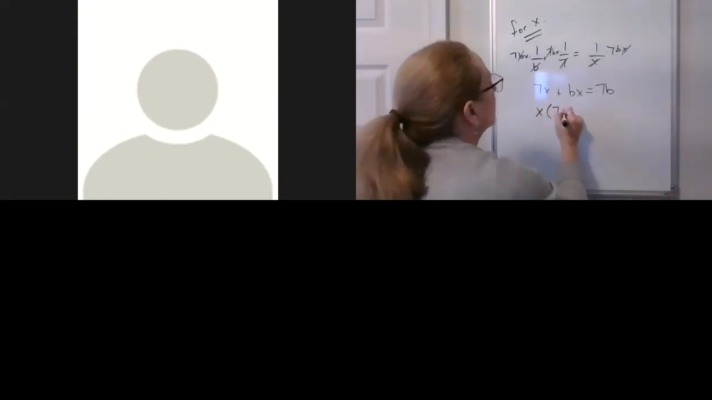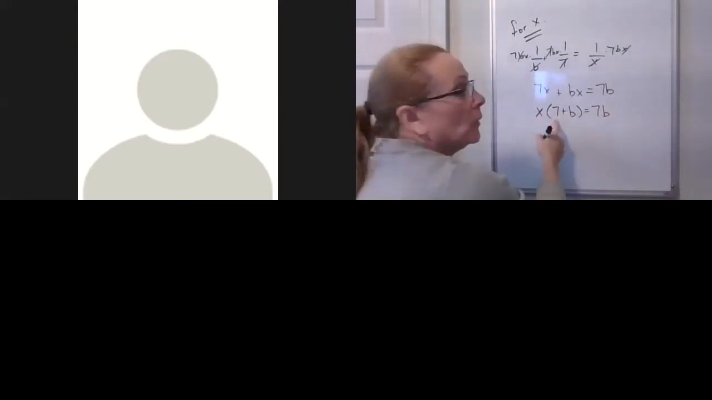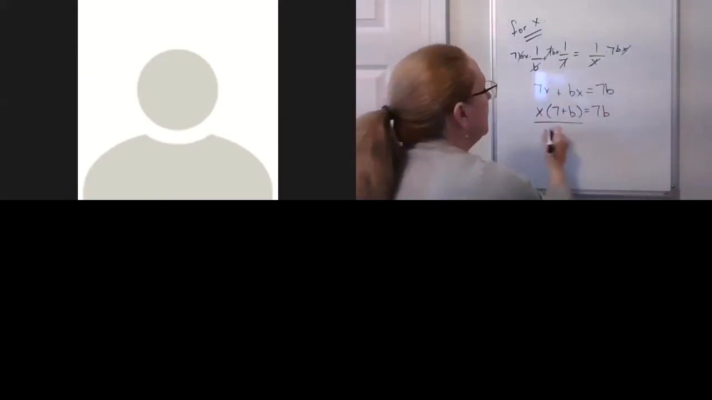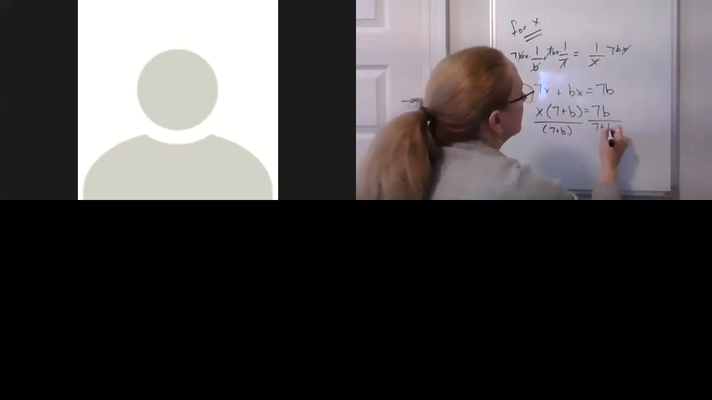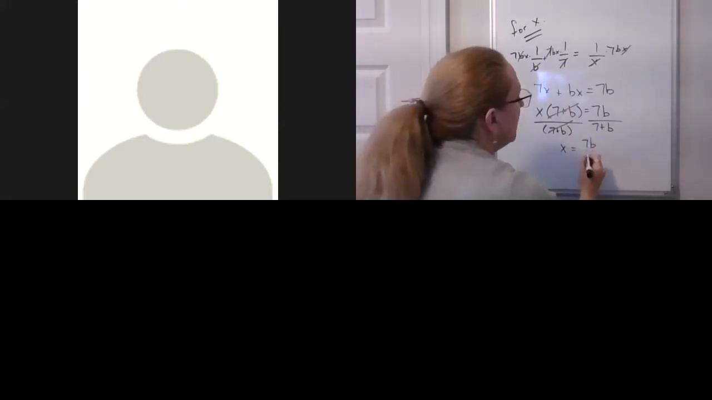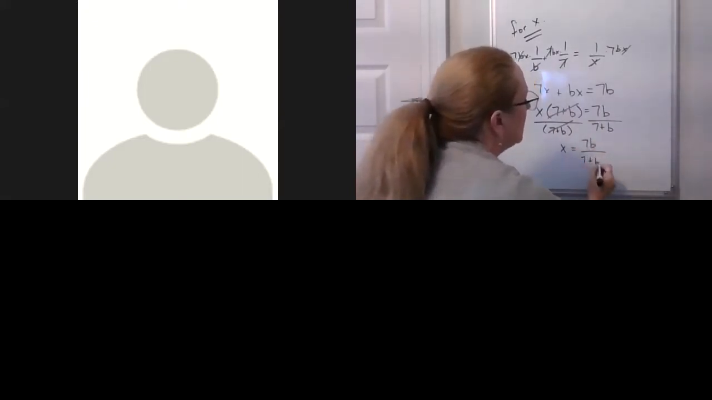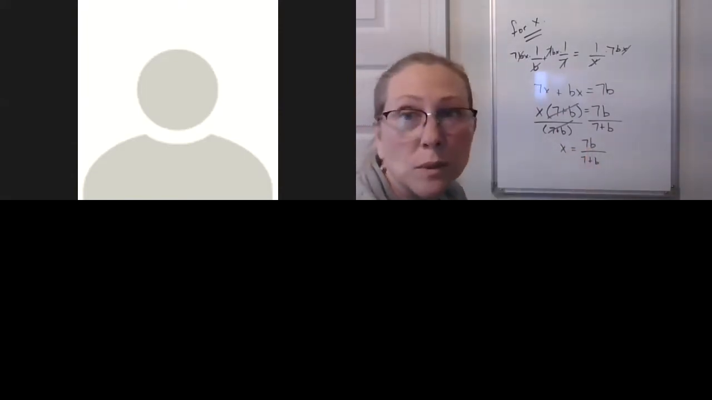So what do we do? Factor out the x. And then we can get rid of this factor, 7 plus b, by dividing by it. And then x is equal to 7 times b over 7 plus b. And notice we can't cancel anything here because one's multiplication and one is addition.